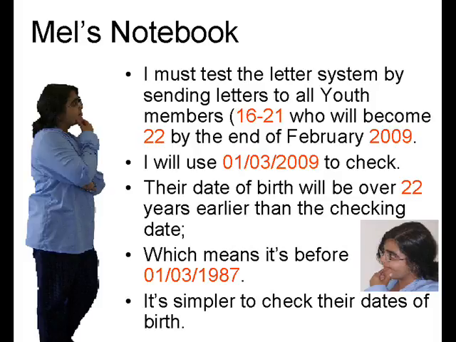I must test the letter system by sending letters to all youth members 16 to 21 who will become 22 by the end of February 2009. I will use the 1st of March 2009 to check. Their date of birth will be over 22 years earlier than the checking date, which means it's before the 1st of March 1987. It's simpler to check their dates of birth. So this is what my test should find?